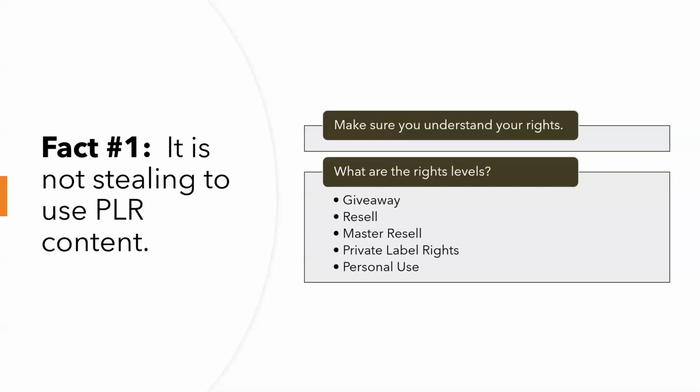Then there's master resale rights. And master resale rights gives you the ability to sell it to someone so they can turn around and sell it. So I could sell this product to Dominic, and then Dominic can take it and sell it to someone else. That's master resale rights. So that gives you the ability to pass on the resale rights to someone.